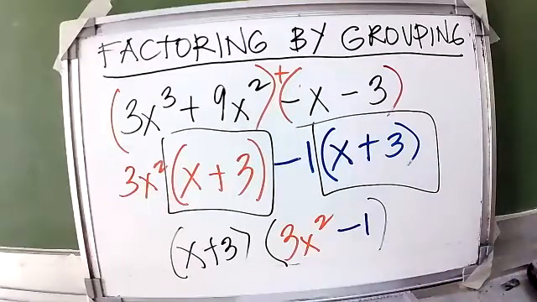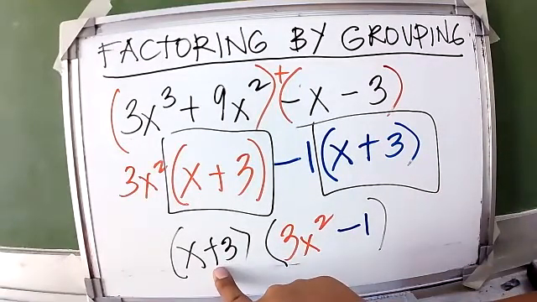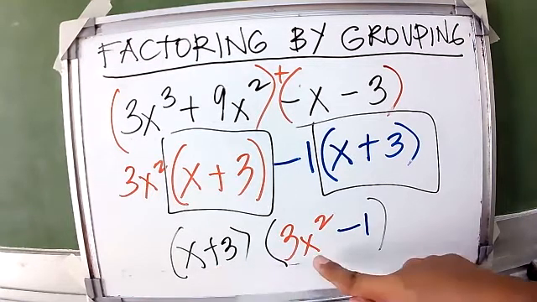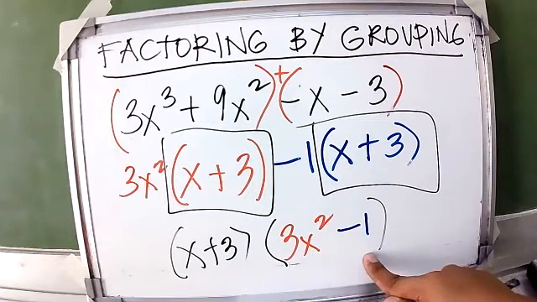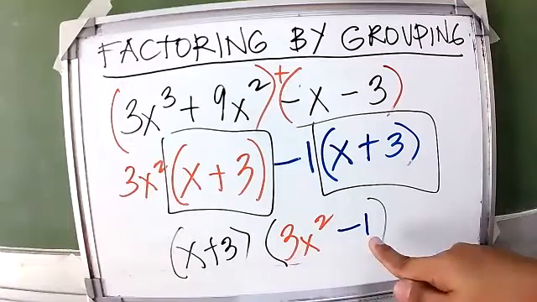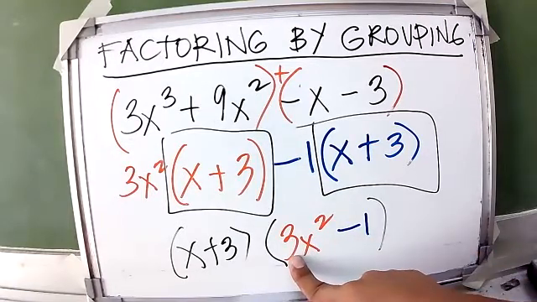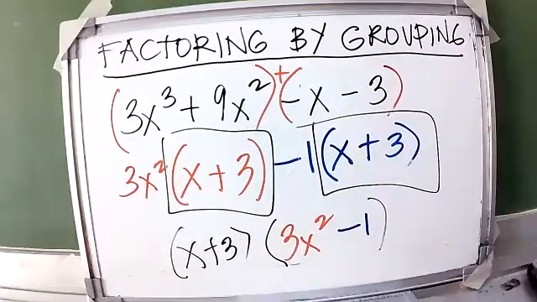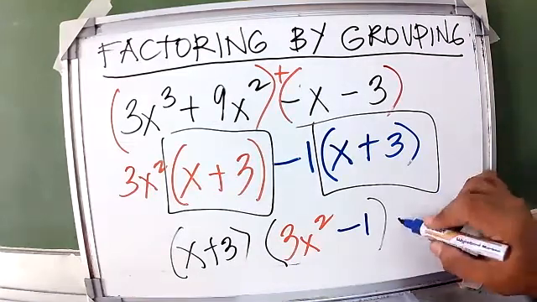That's it. Can we still factor x plus 3? Not anymore. What about 3x squared minus 1? It can't be factored anymore. It's squared. However, 3 is not a perfect square. 1 is a perfect square. This one is not a perfect square. Even if it is minus, because it can no longer be factored, that's it. So that is the factored form of our answer.